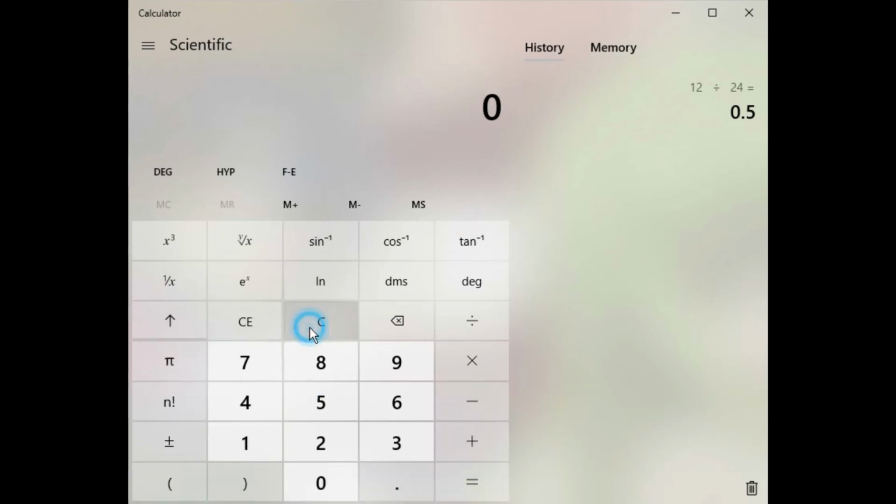And for part B, it's the same thing again for the setup. So 12 divided by 24, that equals 0.5. Play your calculator, and then you're going to do 0.5 cosine negative 1. You'll get 60 degrees. So that's how you do the work.